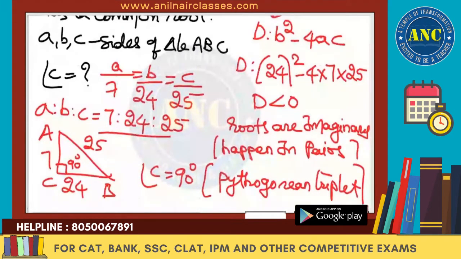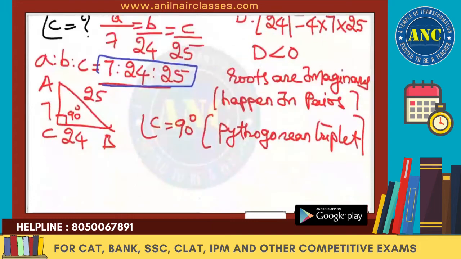A is to B is to C is 7 is to 24 is to 25. Angle C will be 90 degrees because 7, 24, 25 is nothing but a Pythagorean triplet.